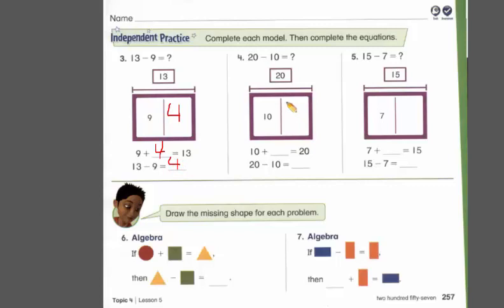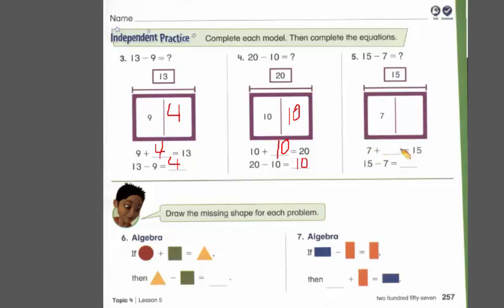One more time. 10 plus how many? Did you hear me? I said 10 plus how many equals 20. We want to complete each model, then complete the equations. Okay? So 10 plus, we know doubles, Miss Iman. So 10 plus 10 equals 20. So what is the missing part? The missing part is 10.